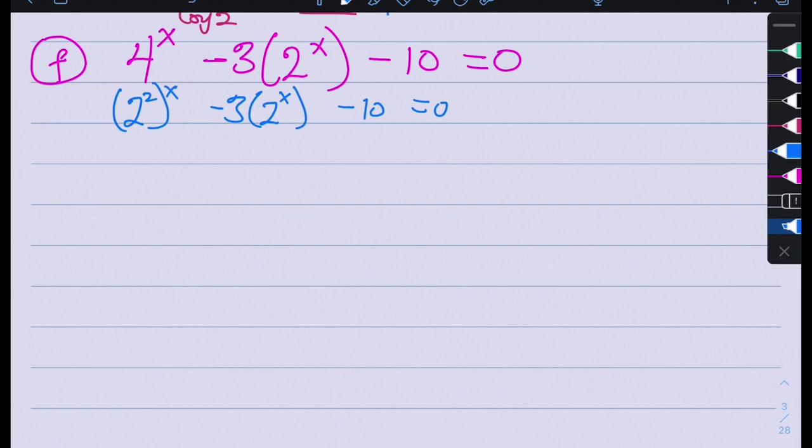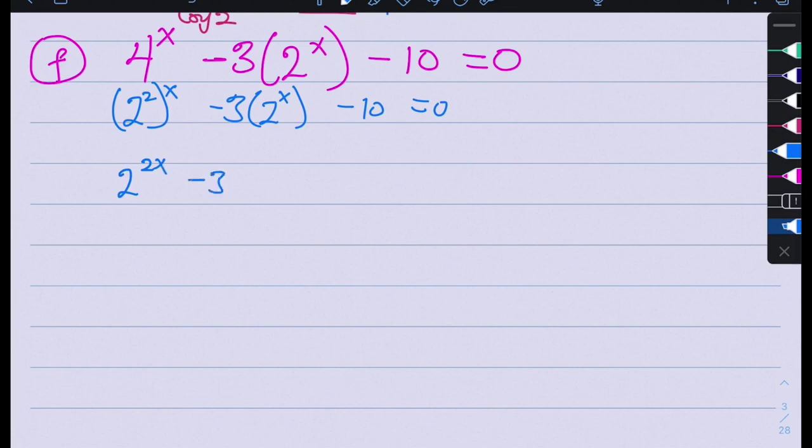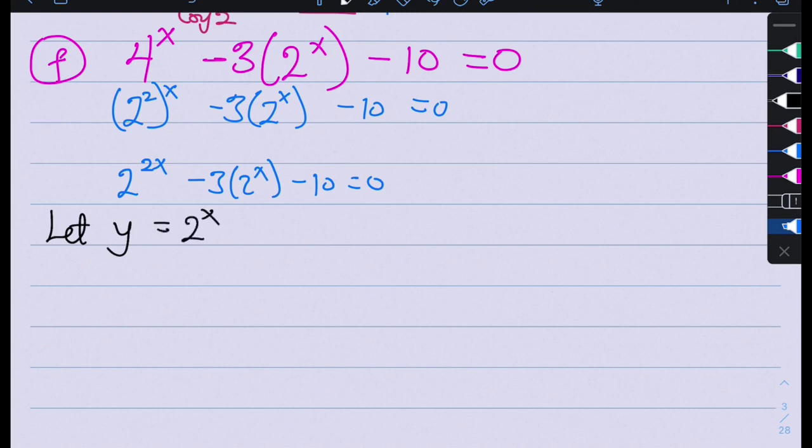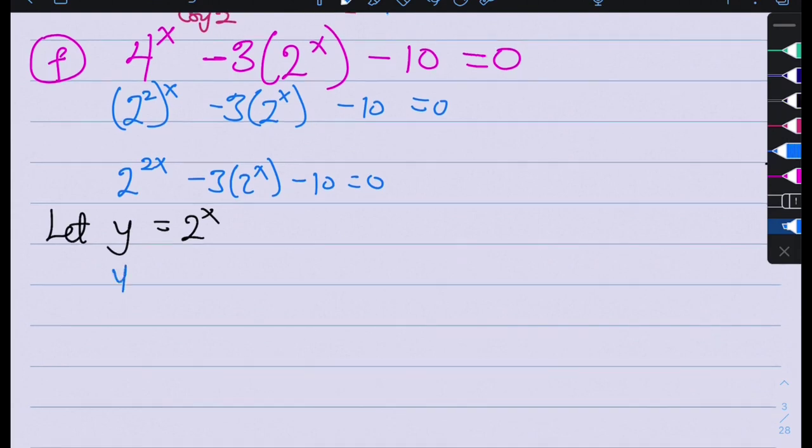All right, now you can have 2 to the power 2x minus 3 times 2 to the power x minus 10 equals 0. Then we can do our variable substitution at this stage. All right, so we can say that let y be equal to 2 to the power x. Now, if y is equal to 2 to the power x, then this part will give us y squared, okay? So we have y squared, all right, minus 3y minus 10 equals 0.